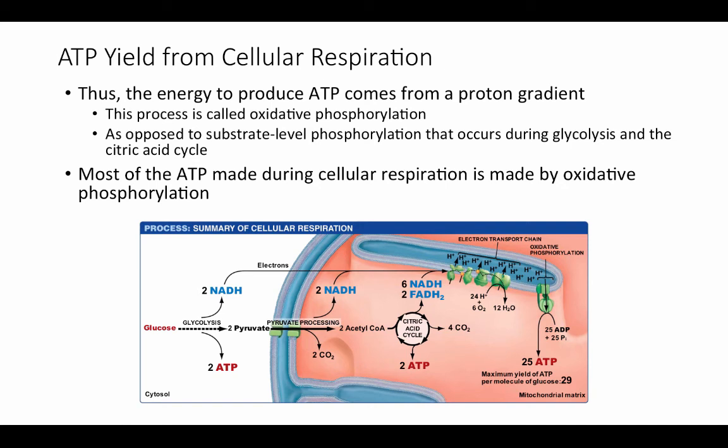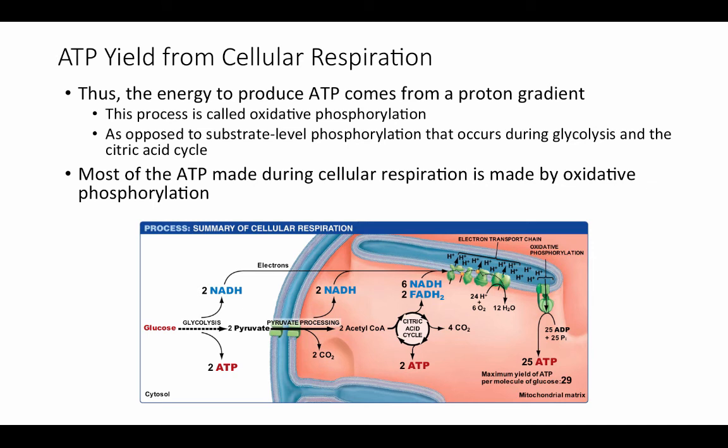The energy to produce ATP actually comes from that proton gradient. The energy to create that proton gradient came from the energy that was released as the electrons moved down the electron transport chain. And this process is what's called oxidative phosphorylation. This is different from the substrate level phosphorylation that occurred during glycolysis.